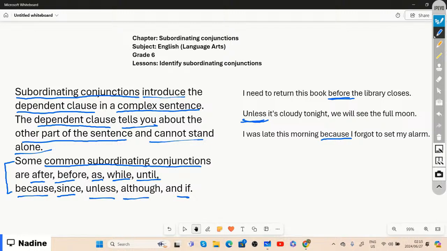And I think in our next lesson, we will go over the different types of sentences. I think we went over those already. We have a simple sentence, a compound sentence, a complex sentence, right? And a dependent clause tells you about the other part of a sentence and it cannot stand on its own. It cannot stand alone, right? Which means that with dependent, you need the independent clause in order to form a sentence.